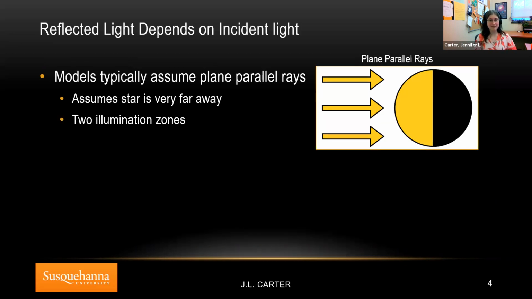Let's talk about the assumptions we often make when characterizing reflected light of exoplanets. The first main assumption we make is regarding the nature of the incident radiation on our exoplanet. We often assume that they come in plane parallel rays. This works very well if the planet is far from its host star. In that case, it's perfectly reasonable to assume our incident rays are just nice and parallel, and our planet is half illuminated in this fully illuminated zone and half unilluminated. So we get two illumination zones in this case.